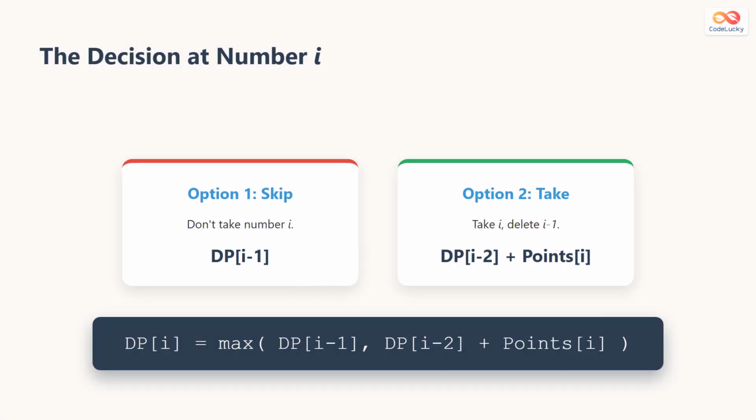Here is the recurrence relation. For any number I, we have 2 choices. Option 1, skip it. In this case, our score is just whatever we earned up to I minus 1. Option 2, take it. If we take I, we add its points, but we must skip I minus 1, so we add to the result of I minus 2. We take the maximum of these 2 options.